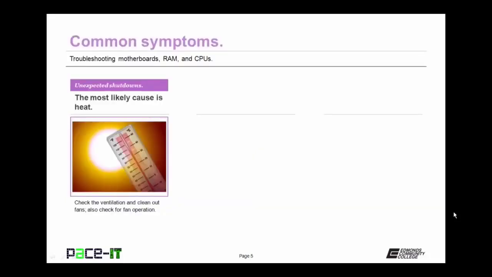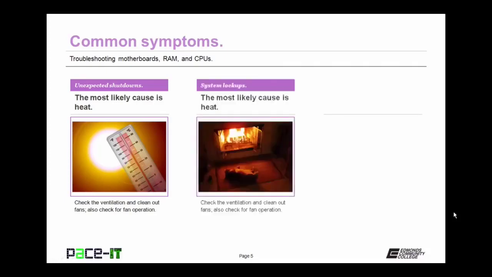Now, these symptoms that we're talking about today are ones that are caused by motherboard, RAM, and/or CPU issues as a general rule. And the first one we're going to talk about is unexpected shutdowns. Here, the most likely cause is heat. Check the ventilation and clean out the fans. Also check for fan operation. System lockups. Guess what? The most likely cause is heat. Check the ventilation and clean out fans. Also check for fan operation.